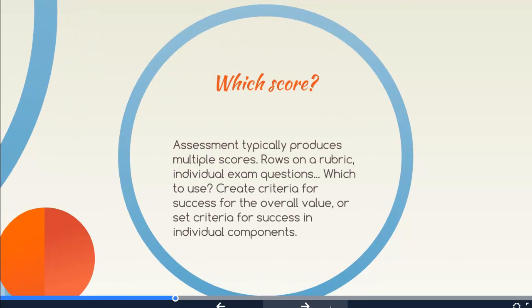Which score? Well, typically assessments are going to produce multiple scores, whether this be rows on a rubric or individual exam questions. You might be wondering which to use. You have two options. You can either create a criteria for success for the overall value or set criteria for success for individual components as appropriate.